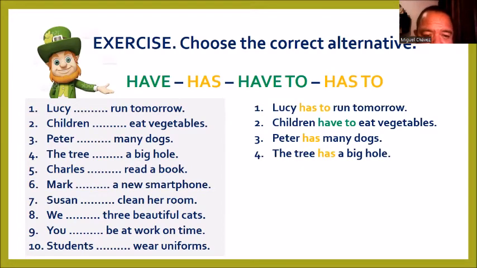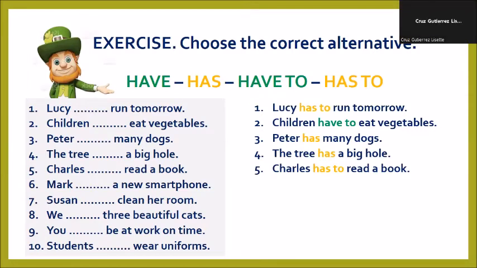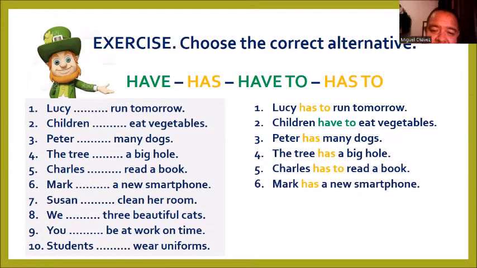Number 5, please. Me. Yes. Charles has to read a book. Yes, excellent. Thank you. Number 6. Mark has a new smartphone. Yes, excellent. Thank you so much. Number 7. Susan has to clean her room. Repeat again, please. Susan has to clean her room. Has to clean her room. Exactly. Number 8.